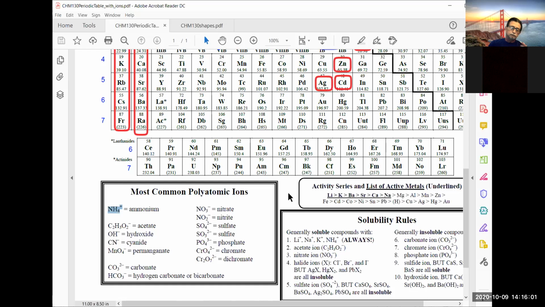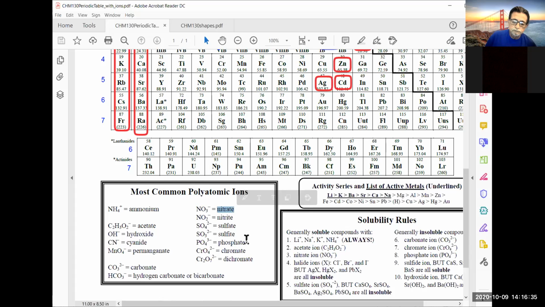We don't change it. So if I ever need to have more than one nitrate, for example, we're going to put a parenthesis around the whole unit, and then put a subscript outside the parentheses. If I need 2, I put 2. If I need 3, I put 3. But we don't change the structure or the formula of the polyatomic ions, nor do we change the name. This has the name nitrite.